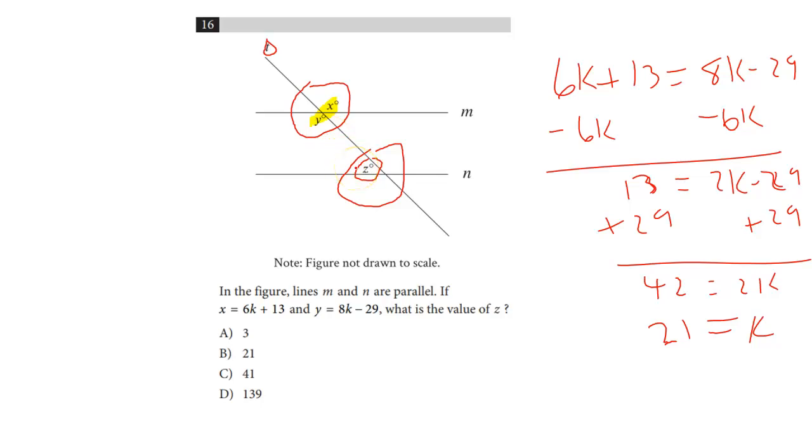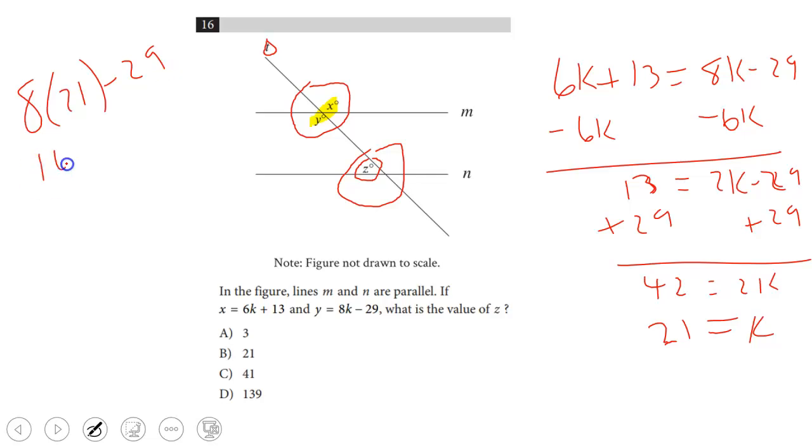So what I'm going to do is put 21 in either one of these because these are the same, X and Y. I'll just put it into Y here. We'll multiply this out, 168 minus 29. That's 139. So I need this supplement. Y is 139. So Z is going to be the supplement of 139. And the supplement of 139, if we subtract, that's 41. And notice that 139 is an answer choice, but that is not Z. Z is 41.